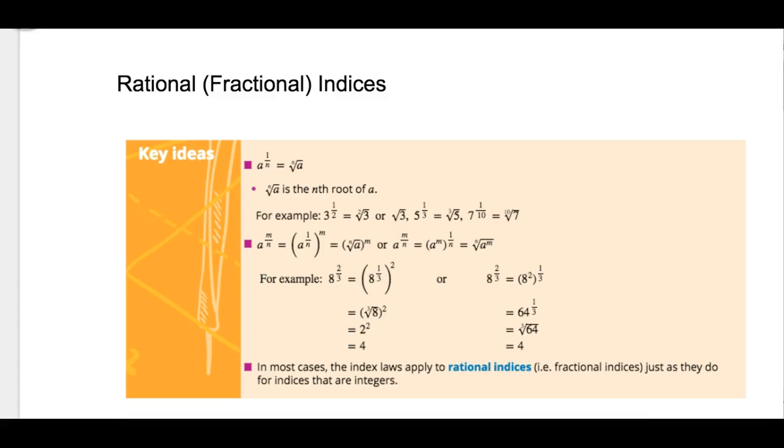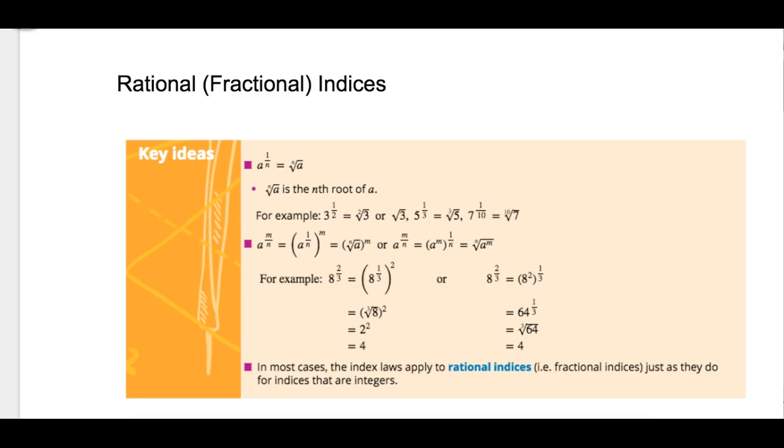Right, in this video we're looking at rational, also known as fractional, indices. Basically these are bases where your power is a fraction, and these relate to the square root of a number or the root of a number, because as well as a square root, you can have a cube root, fourth root, fifth root, and so on.